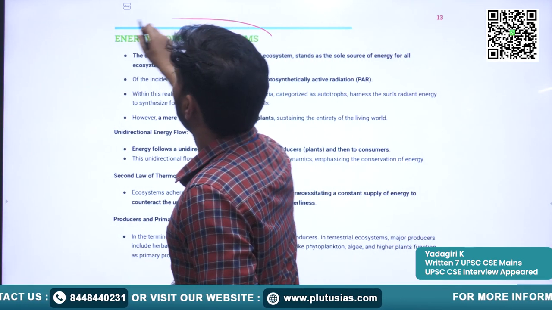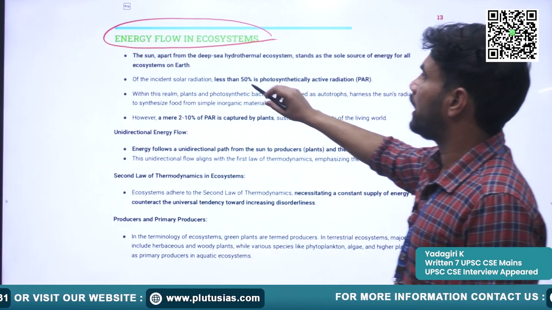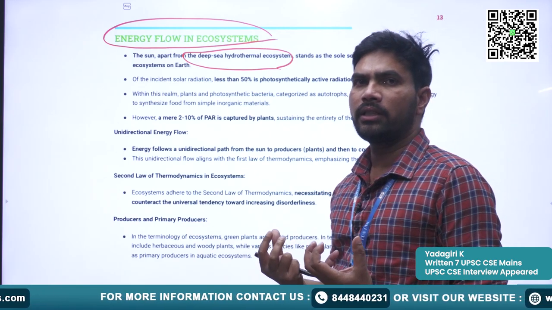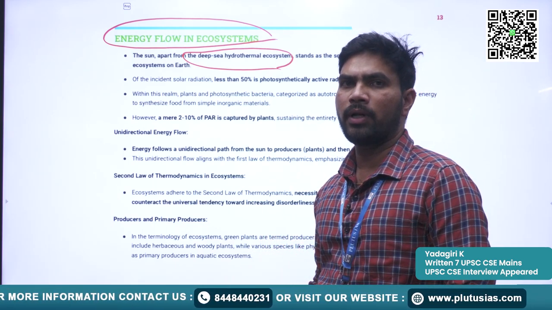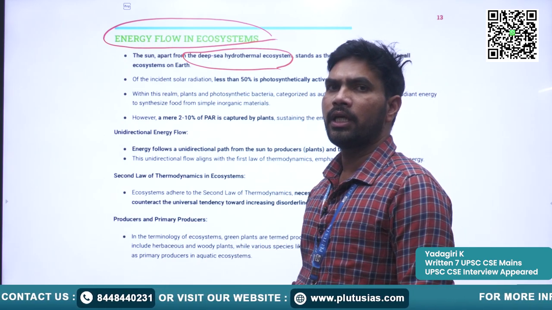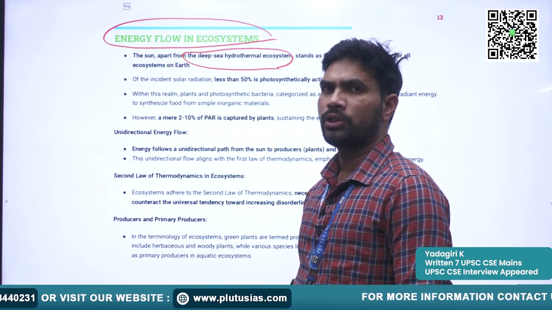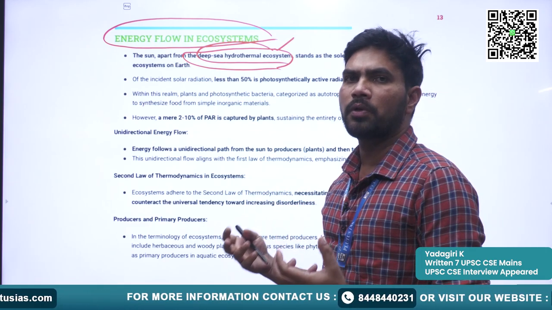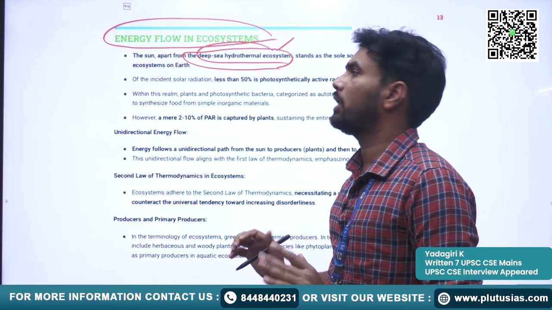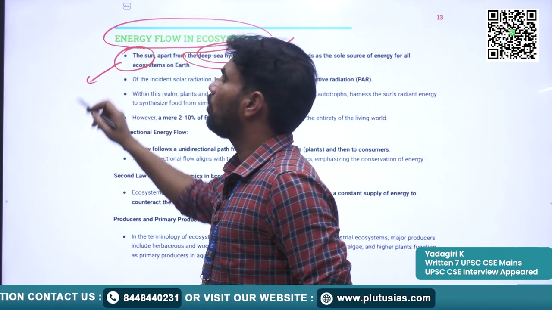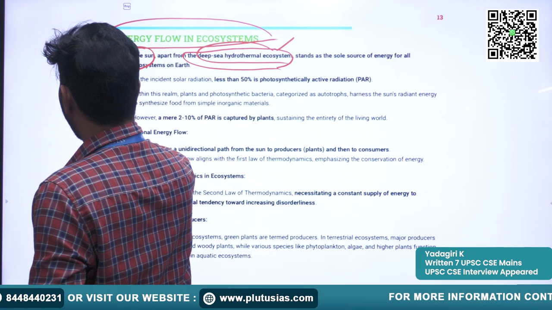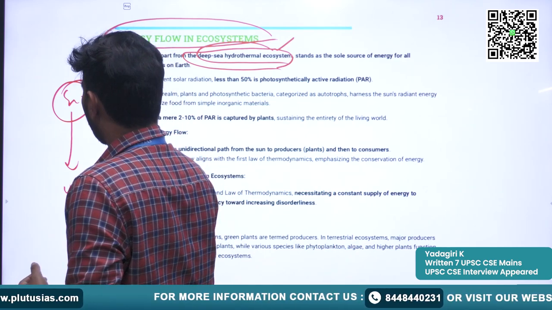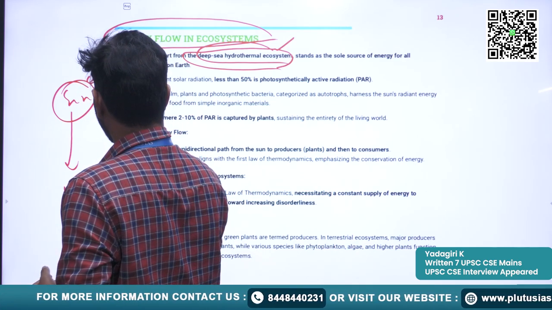Now we will understand the energy flow within the ecosystem. There is a deep sea hydrothermal system that provides energy for the benthic animals who live at the base of the ocean. Apart from that, the entire energy required for organisms comes from the sun, right? The energy comes from the sun, and the energy flow is unidirectional.